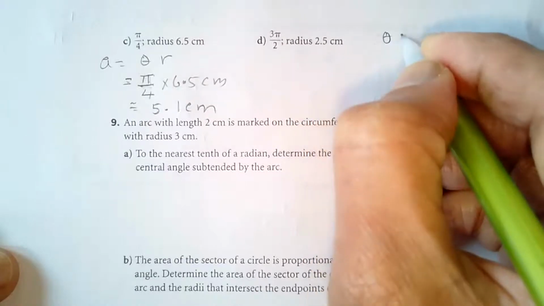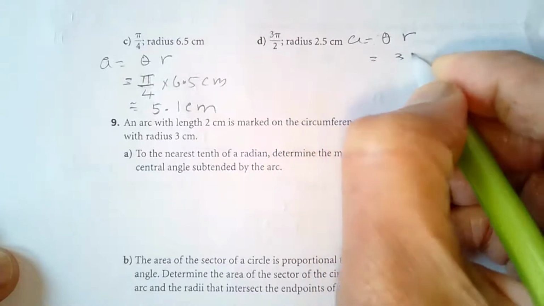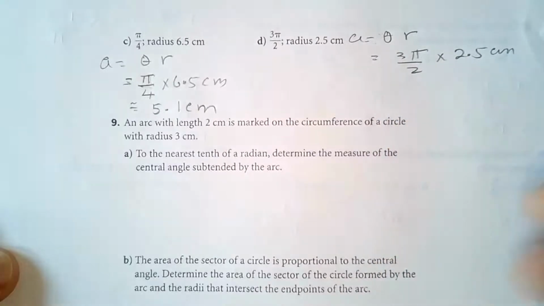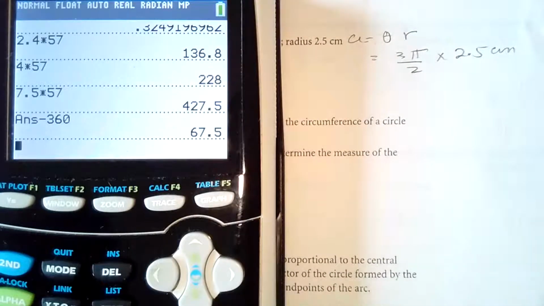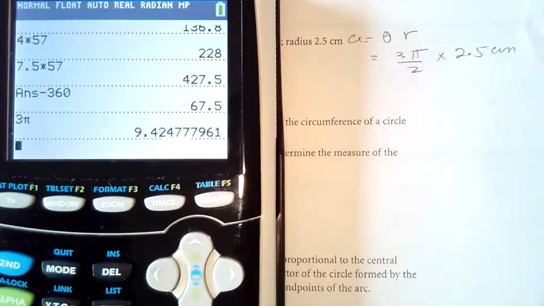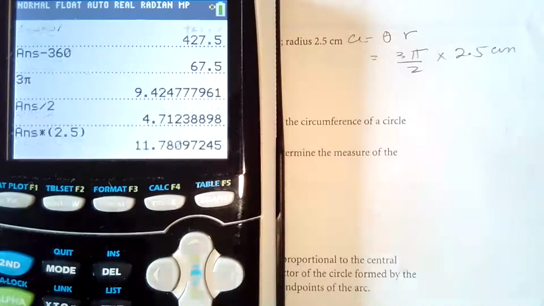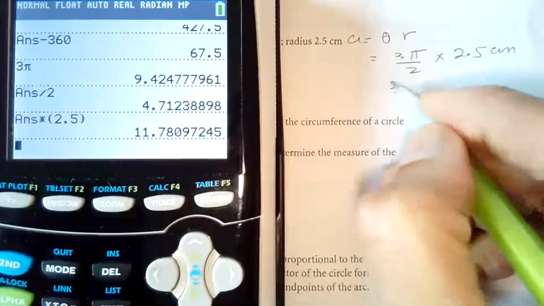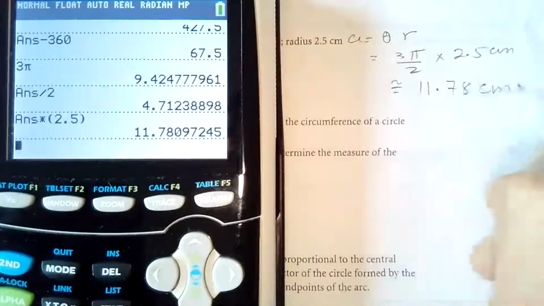Here we have theta times r equals A. So 3 pi over 2 multiplied by 2.5 centimeters. Now, I haven't worked this out. Now I have to do this work right now, which is 3 pi divided by 2. Then multiply that by 2.5. Give me an answer of 11.78, which is approximately 11.78 centimeters.